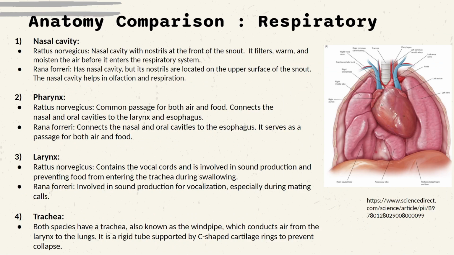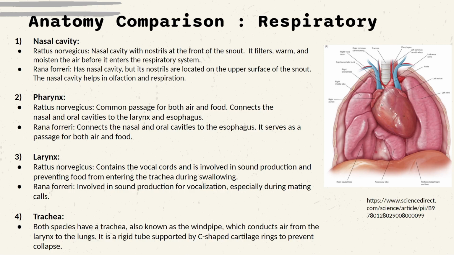So now the respiratory system. The nasal cavity, with nostrils at the front of the snout for the rats. It filters, warms, and moistens the air before going into the respiratory system. So the frog has nostrils, but they're located on the upper surface of the snout, and it helps with olfaction and respiration.